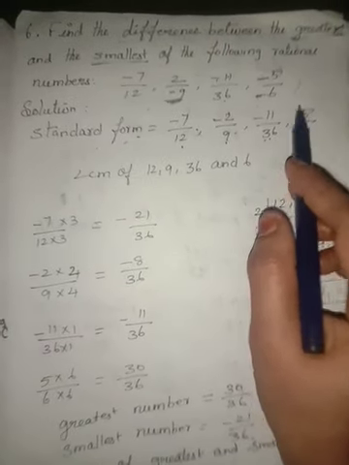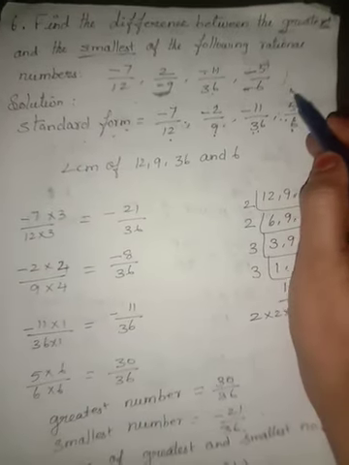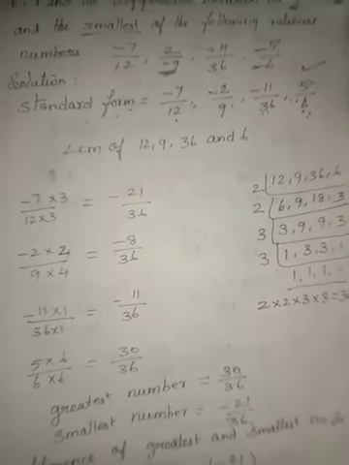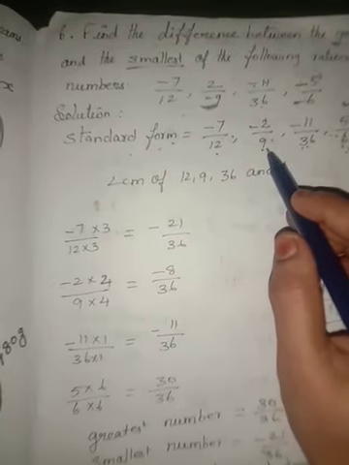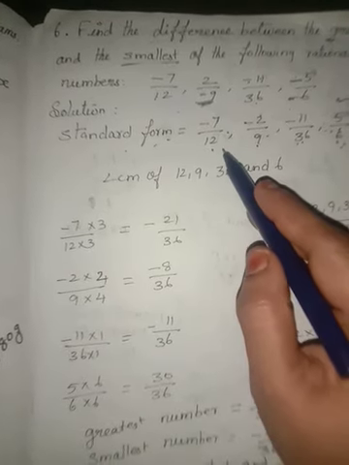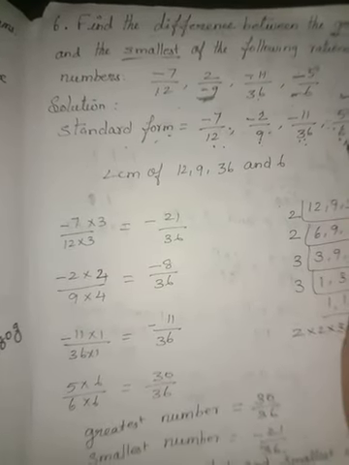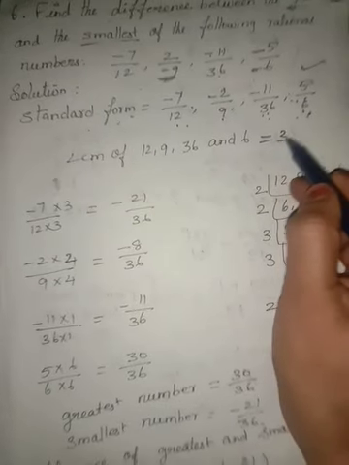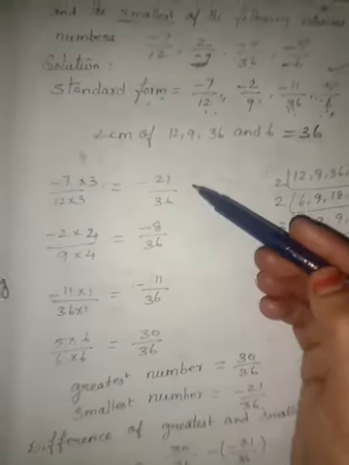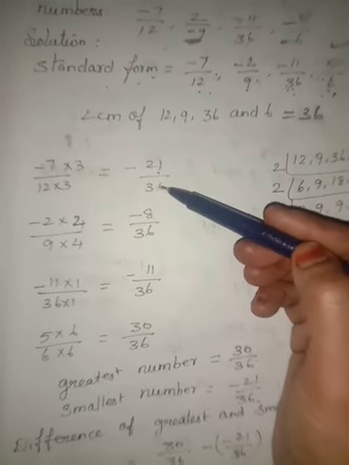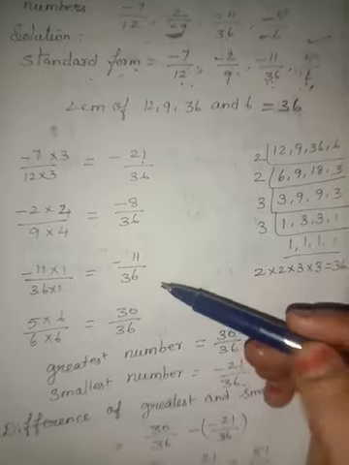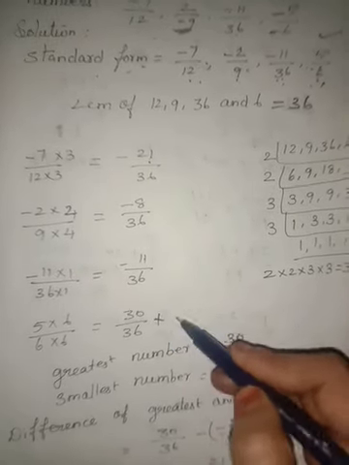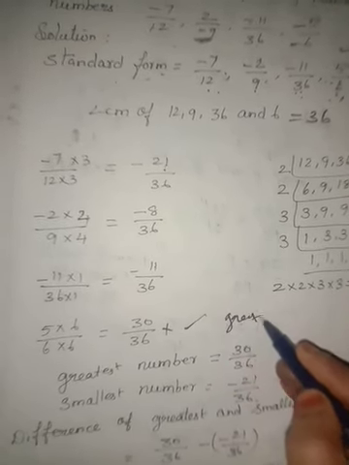Okay, so from this we can easily say that 5 by 6 is greater. So how can you compare these 3 numbers? We must find the LCM of the denominators. Using this we get 36 and convert them to equivalent rational numbers. We get minus 21 by 36, minus 8 by 36, minus 11 by 36. The positive one is the greater number.